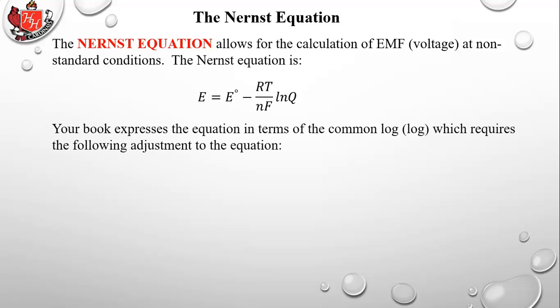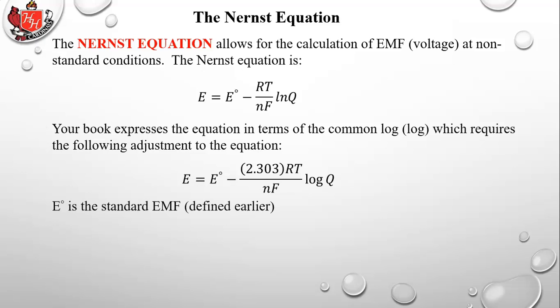So your book expresses the equation in terms of a common log, which requires the following adjustment to the equation. There it is. So if you change from natural log ln to common log, you have to put that 2.303 conversion factor there, and that will allow you to do that. Most of you should probably be comfortable working in natural logs, but anyway, that's the way your book does it.